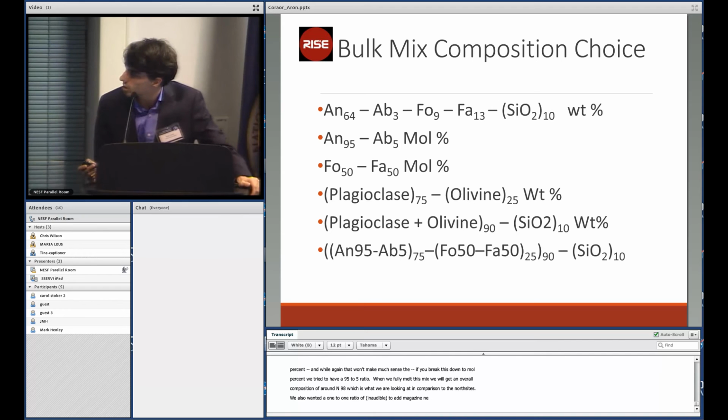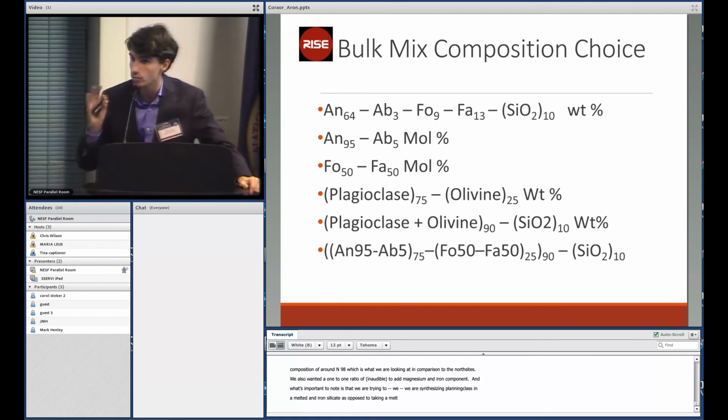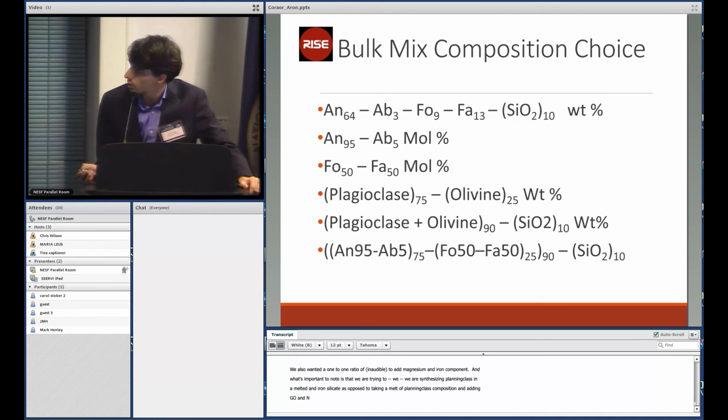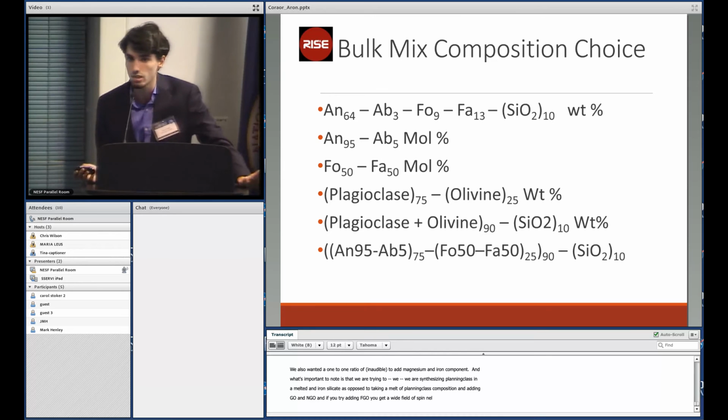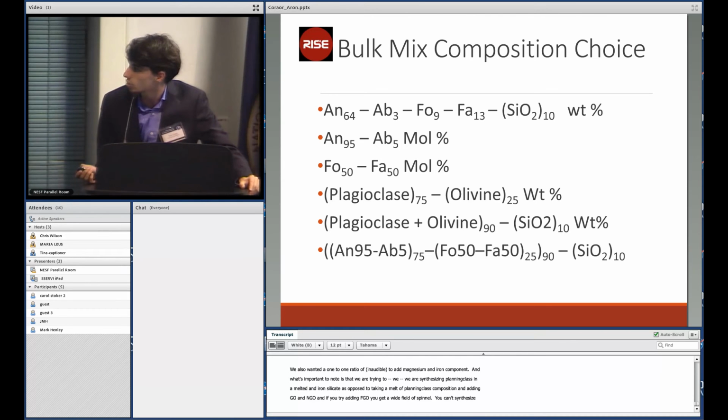And what's important to note is that we're synthesizing plagioclase in a melt that had magnesium silicate and iron silicate components, as opposed to simply taking a melt of plagioclase composition and adding FeO and MgO. Because if you try just adding MgO and FeO to a melt of plagioclase composition, you actually get a wide field of spinel stability. And so what ends up happening is that you can't synthesize much plagioclase before you start getting secondary crystalline phases, which is undesirable.